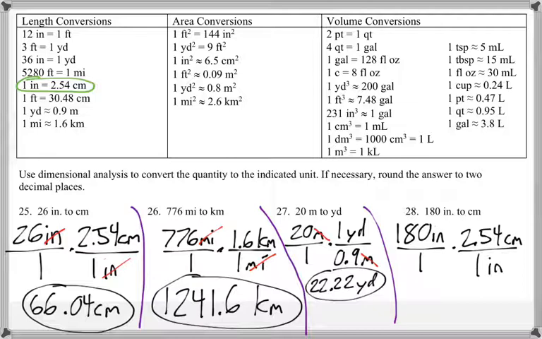Again, I need to put the inches on the bottom so that they will cancel out. So 180 times 2.54, and we get 457.2 centimeters.